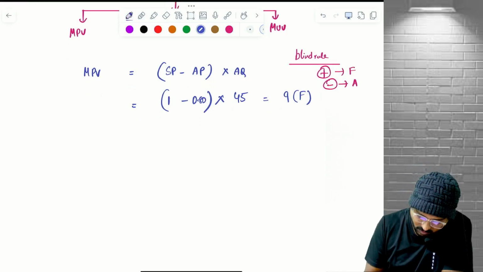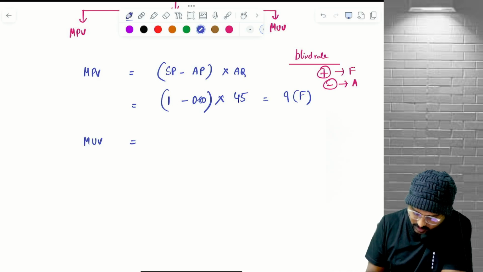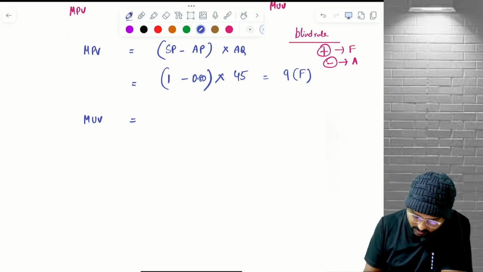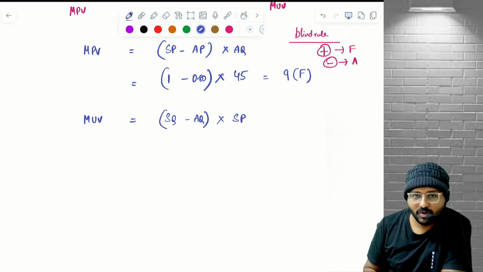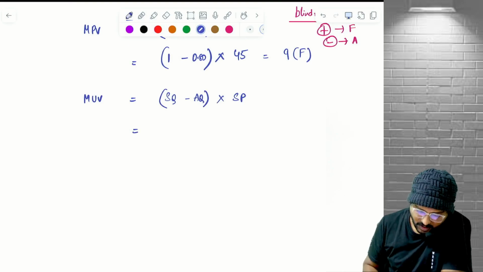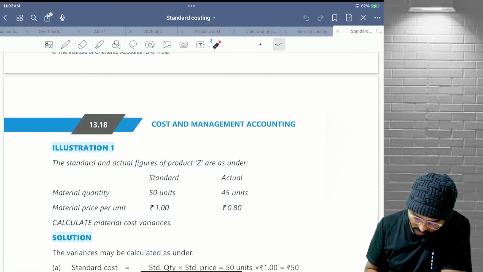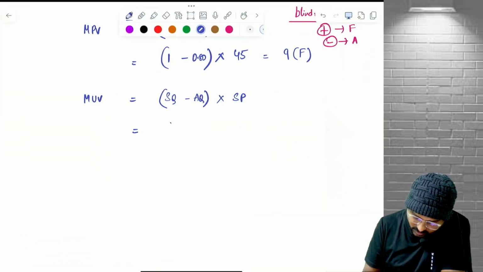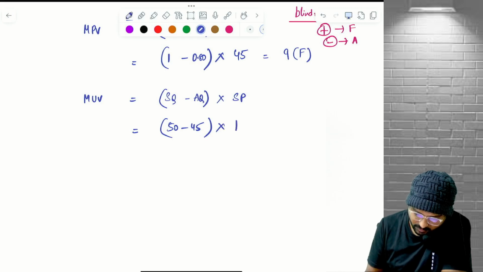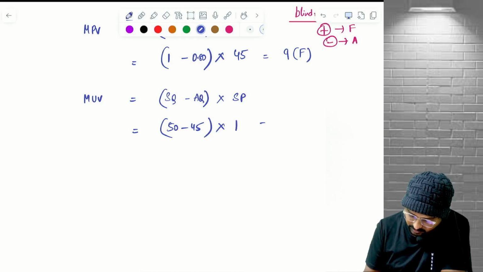Moving on. What is the next one we have? Material usage variance. Now material usage variance means what will change? Quantity will change. What quantity and what quantity? Standard quantity and actual quantity. And what will remain constant? Standard price will remain constant. That is equal to. Now look at the question and tell me what is your standard quantity? 50. Actual quantity 45. So 50 minus 45 and standard price is how much? 1. Correct? How much do you get?